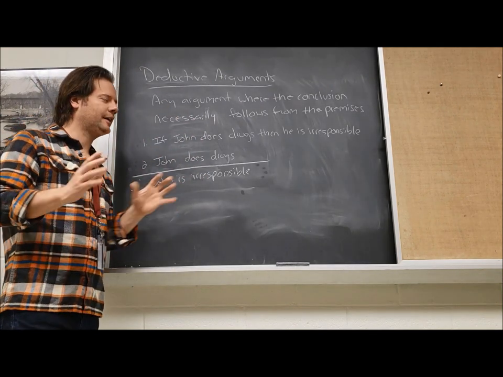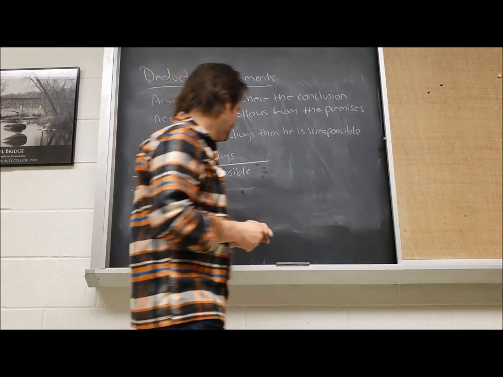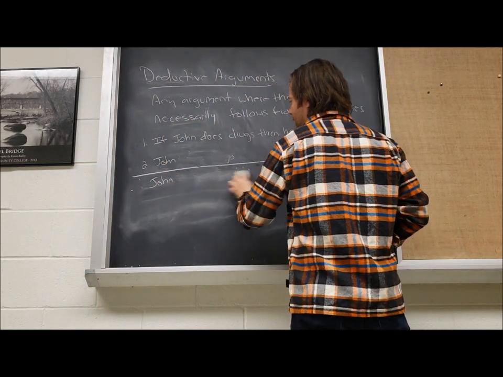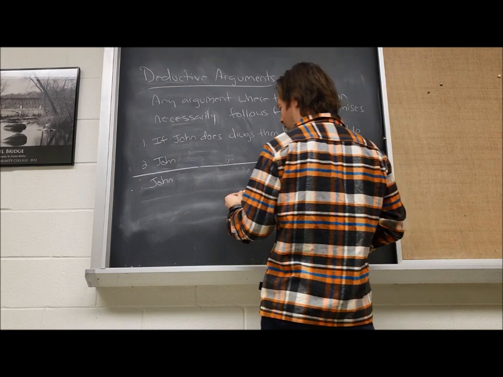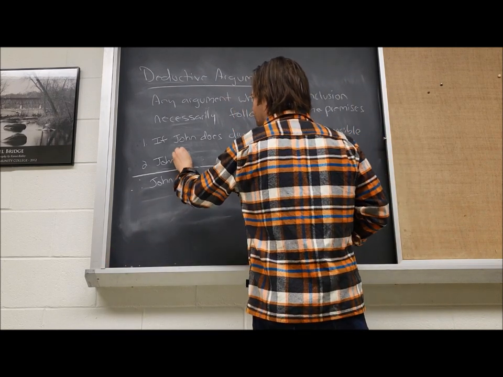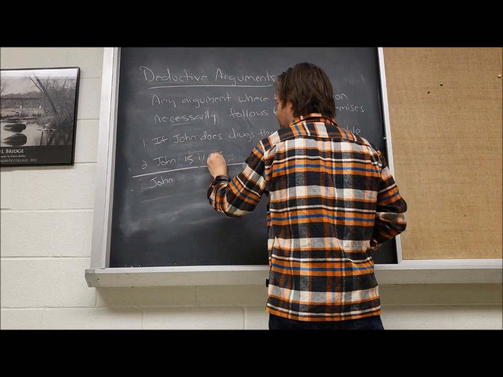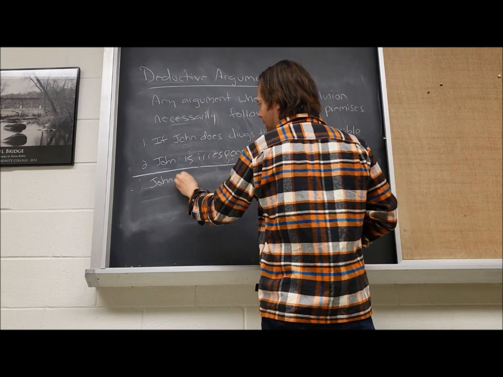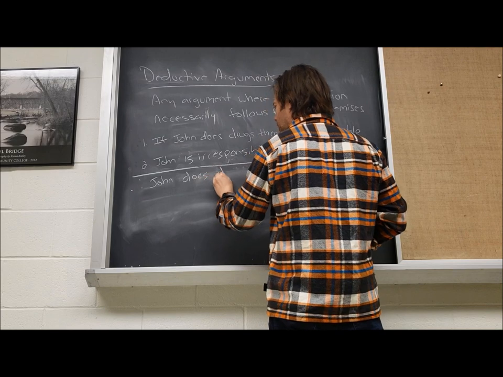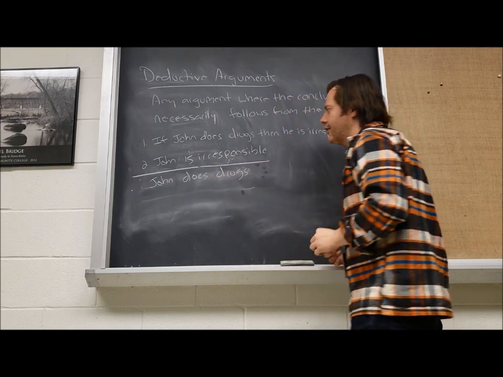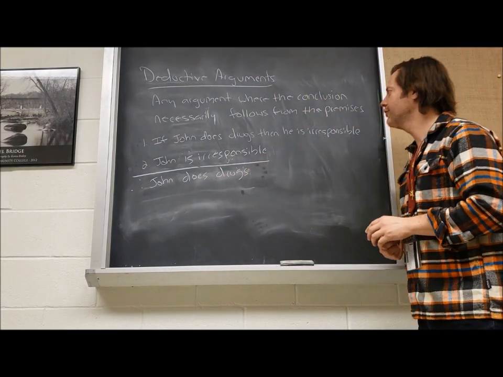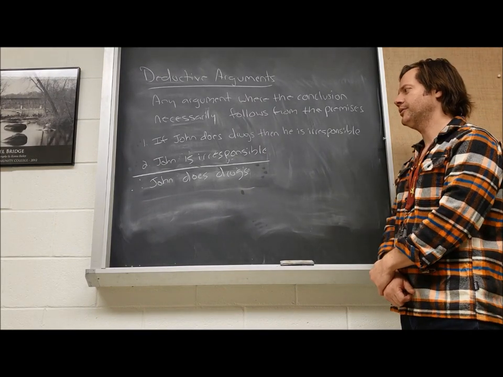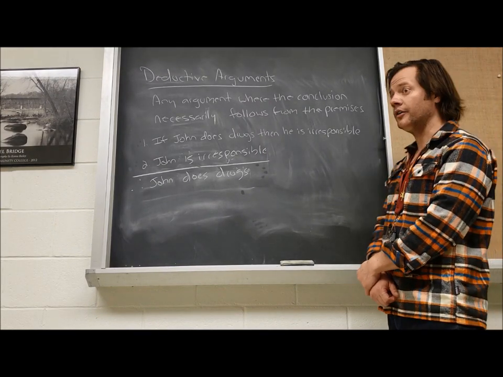Let me show you something else that connects with this. What if I were to say this? Let's erase those and reverse it, and say, John is irresponsible, and it says, John does drugs. So we reverse what it said here. Now think about it. The first premise says, if John does drugs, then he is irresponsible. Then we say, John is irresponsible. And then we try to conclude that John does drugs.